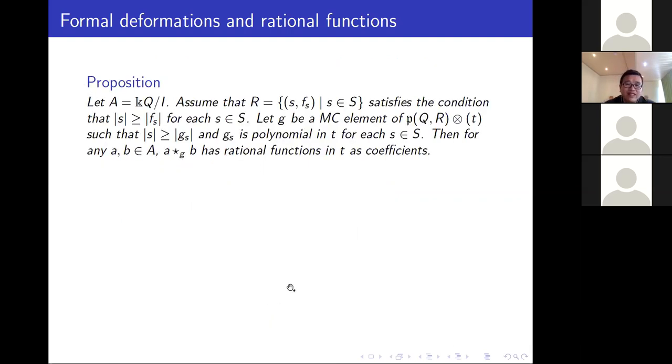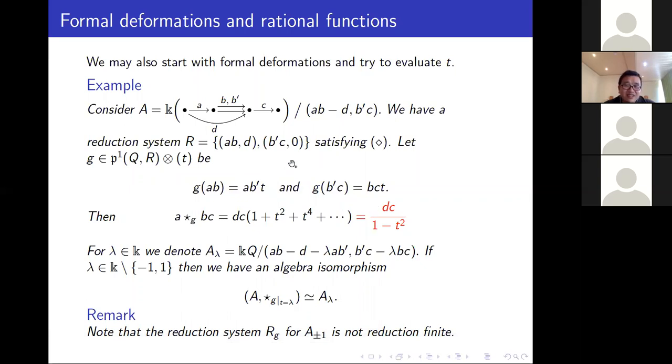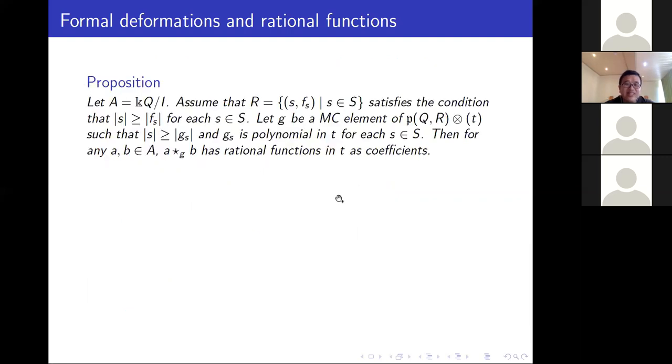Okay, actually we find that this phenomenon can be generalized to any quiver with relations. So let's state the result. If we start with any algebra, not necessarily finite dimensional, so just any KQ mod I, and we fix a reduction system satisfying the diamond condition and also satisfying the length condition. Here the absolute value of S just means the length of the path of S.